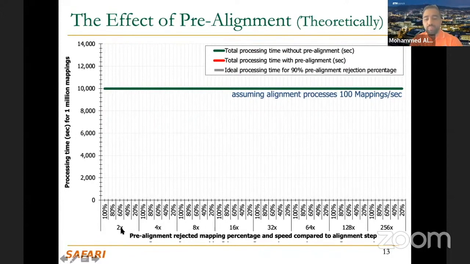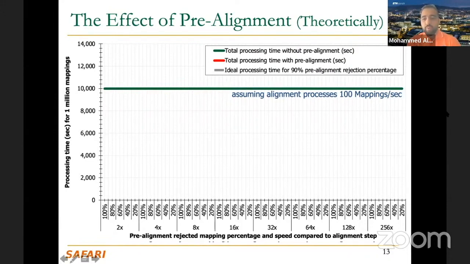The second row is the speed of the filtering compared to the sequence alignment. So the filter may be 2x faster than the alignment, or 4x, or 8x, and so on: 8x, 16x, 32x. Now, the y-axis first is the processing time for 1 million mappings. For example, at this point, we have 10,000 seconds for 1 million pairs, right?